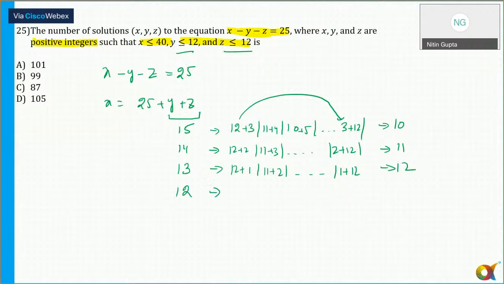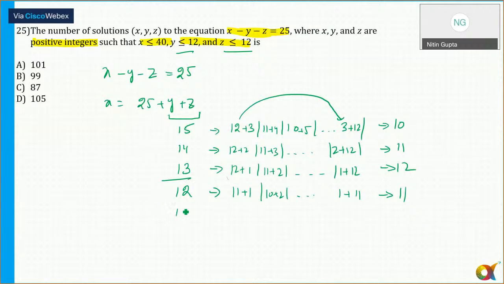Now if y plus z is equal to 12, then how many solutions? That is 11 plus 1, then 10 plus 2, so on till 1 plus 11. The total number of solutions is 11. Now, once we reach y plus z equal to 12, we'll get a pattern after that.